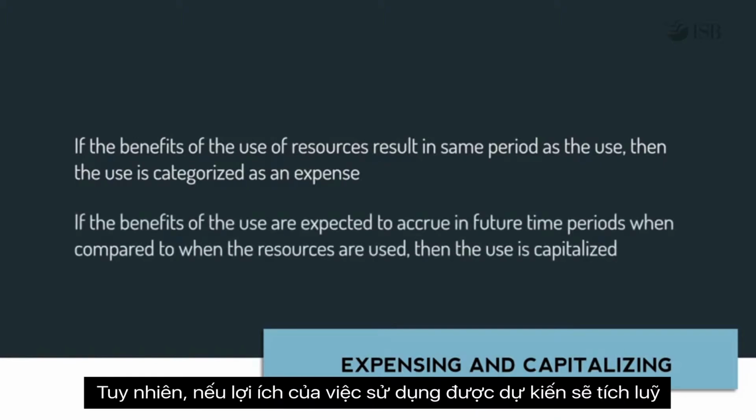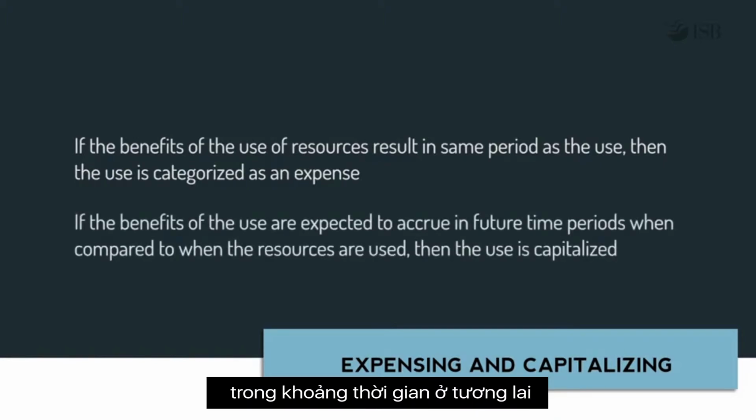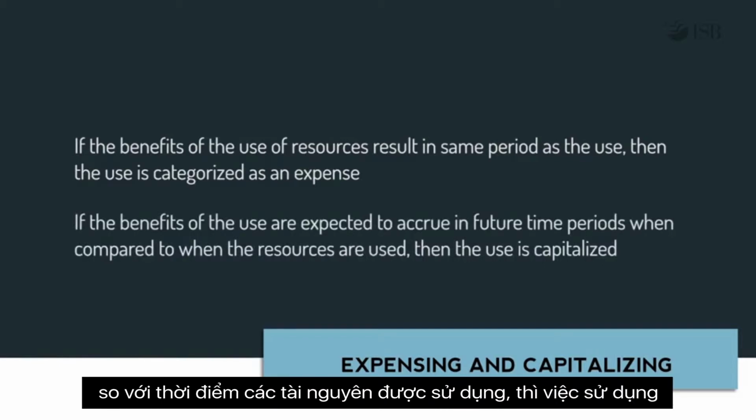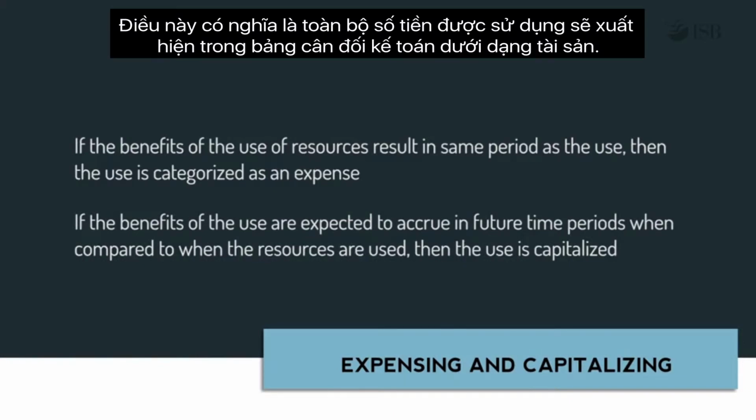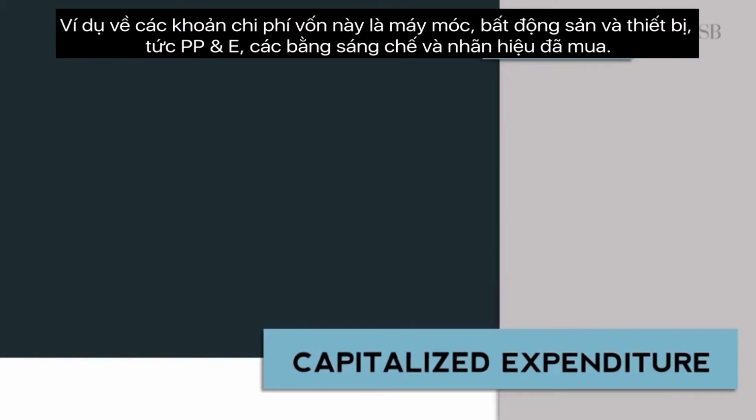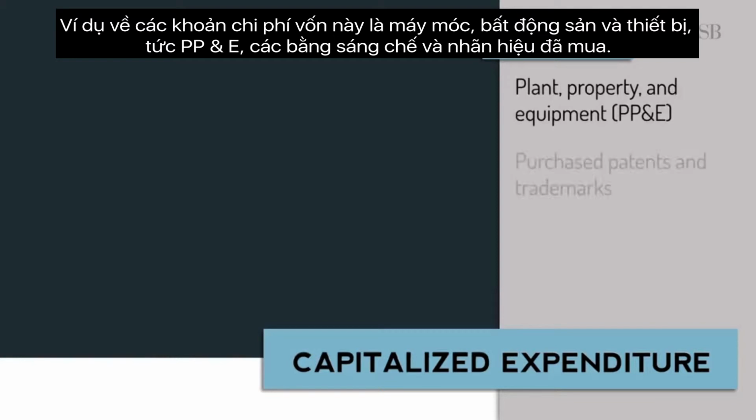However, if the benefits of the use are expected to accrue in future time periods when compared to when the resources are used, then the use is capitalized. This means that the entire amount used is shown as an asset on the balance sheet. Examples of such capitalized expenditures are plant, property and equipment, PP&E, and purchased patents and trademarks.